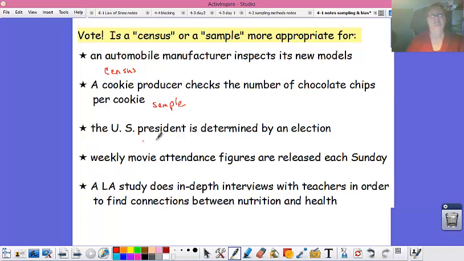The next one, the U.S. president is determined by an election. That should be a census, folks. As you know, in reality, it does not turn out to be a census because there are millions of people who do not vote, which I do not understand. But a census is the way that we choose our president. It's supposed to be by a majority win. Unless you start thinking about the Electoral College. Weekly movie attendance figures are released each Sunday.